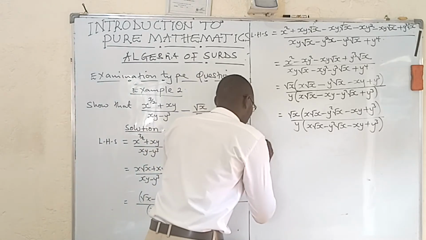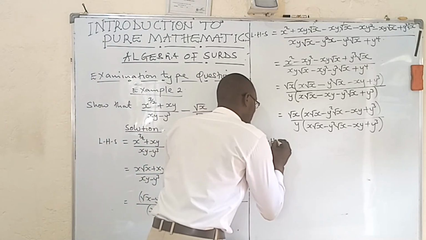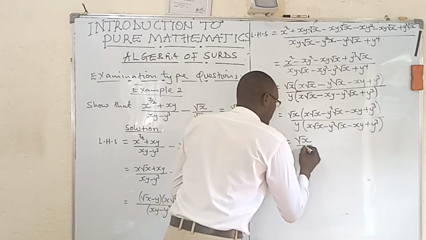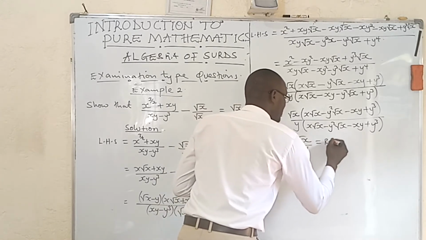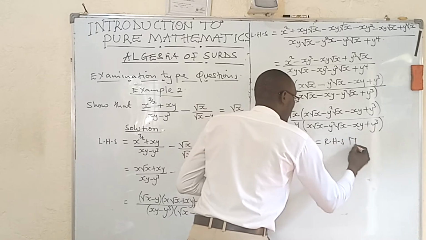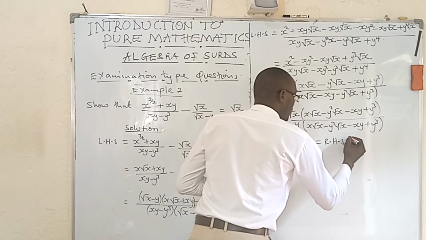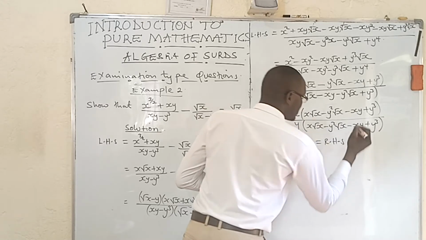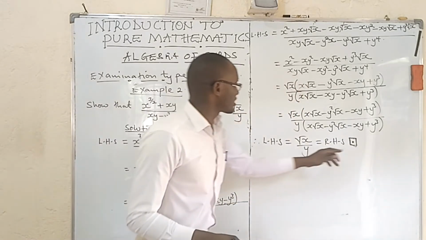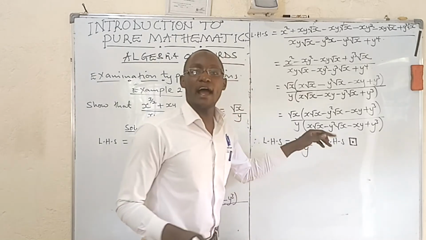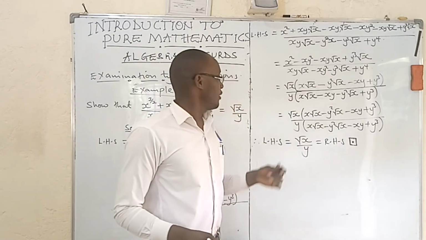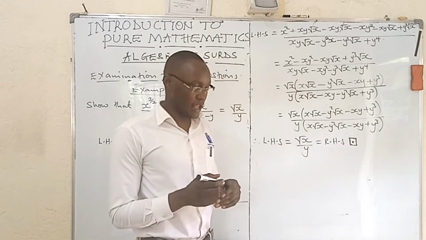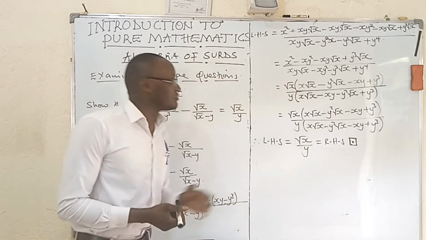Very interesting. So therefore, the left-hand side, Mr. Examiner, sir, is the same as the root of x over y, which was the same as the right-hand side you gave us, as required. I told you a small box, that is a square with a dot centered in the middle. Mathematically, it is a symbol for the end of a proof, after showing something. So as required by the examiner, that one becomes our answer.